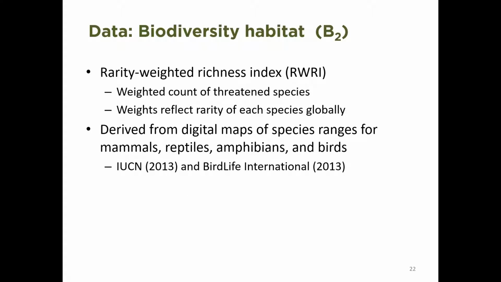Our data on the provision of biodiversity habitat are simply, for each of the spatial units of analysis, a rarity weighted richness index. And that's simply a weighted count of threatened species in a given spatial unit, where the weights reflect the rarity of each species globally or nationally. So rare species get a higher weight. These data are derived from the IUCN's, the International Union for the Conservation of Nature's, digital maps of species ranges for mammals, reptiles, amphibians, and birds.